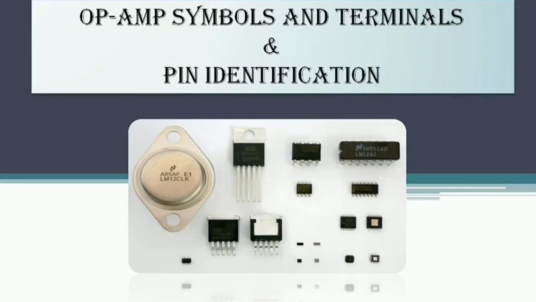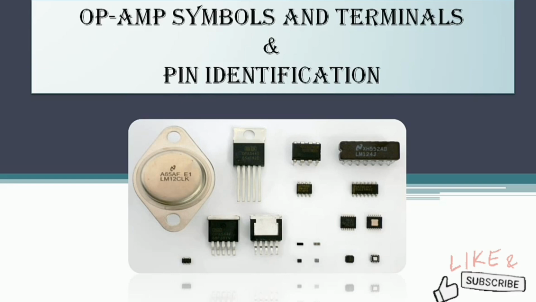Hi friends, in the previous videos we have seen what the internal circuit of an operational amplifier is, what the internal blocks of an operational amplifier are, and how some of the DC analysis and AC analysis parameters have to be calculated. We have also seen what an integrated circuit is, what the types of IC are, and their types of packages and classifications.